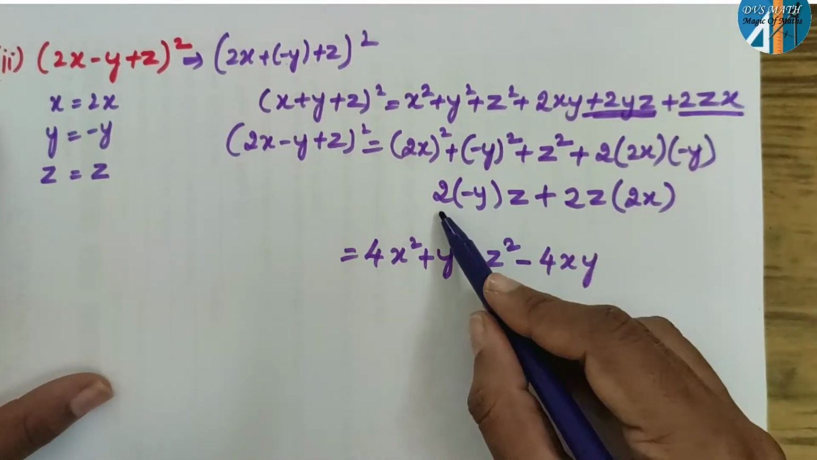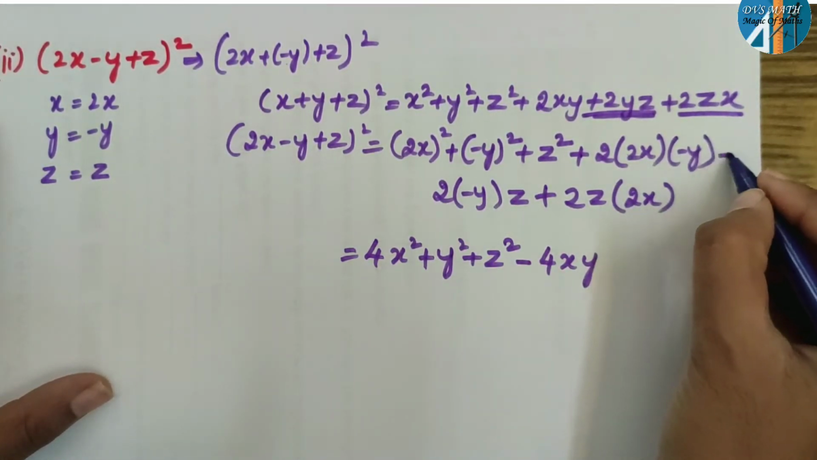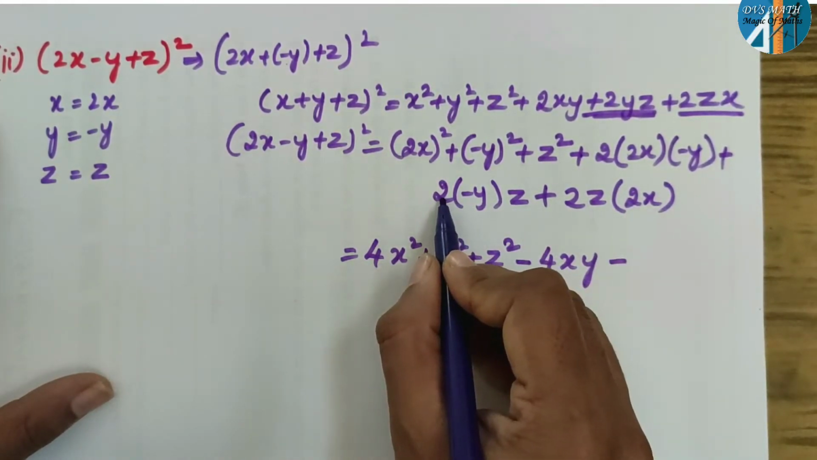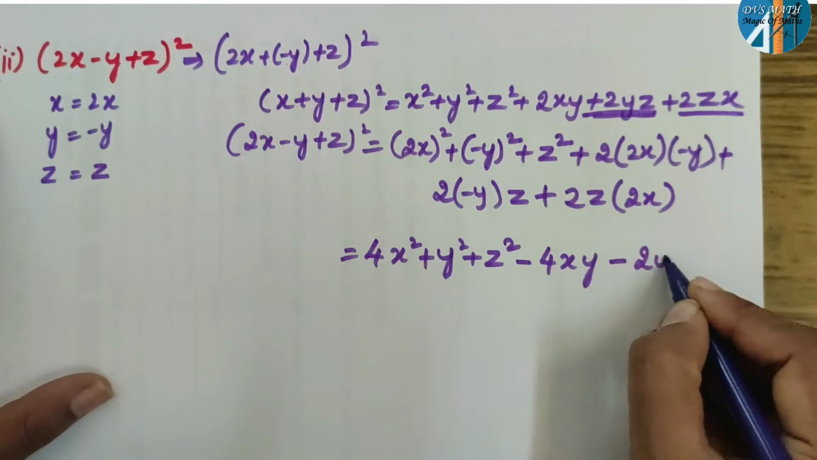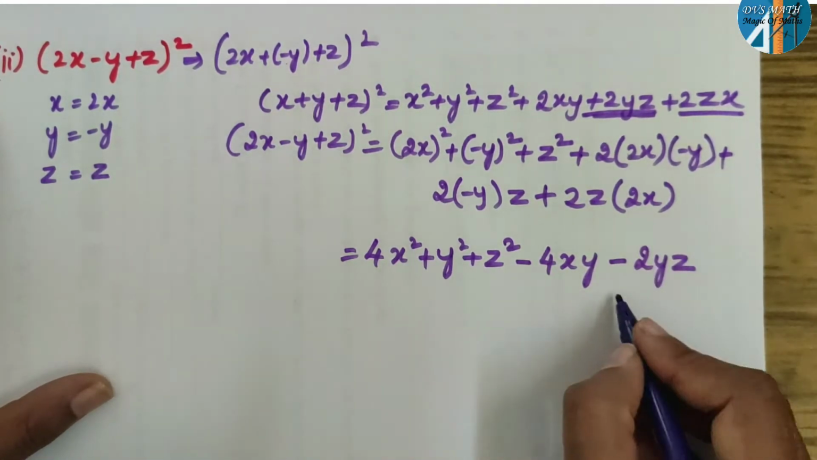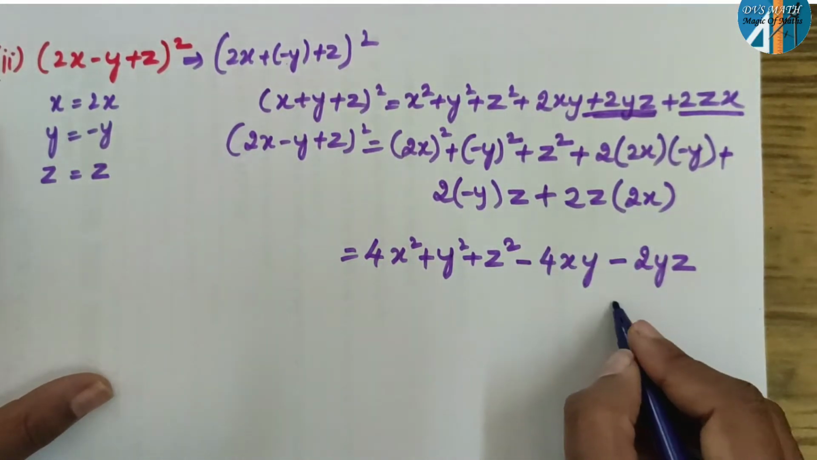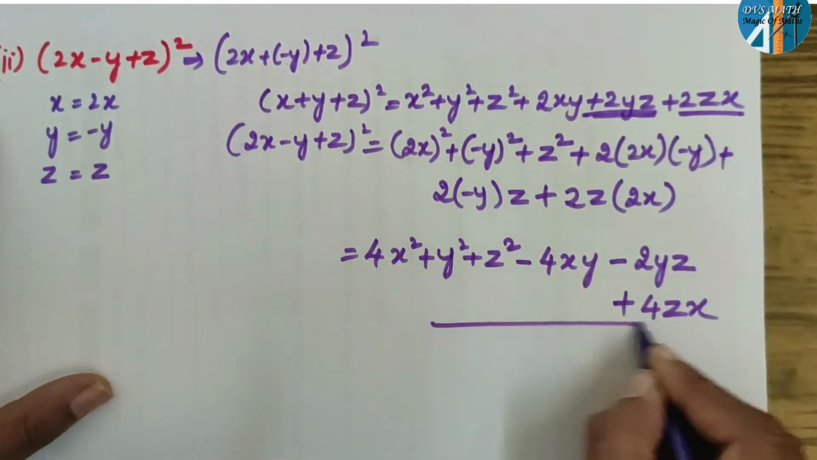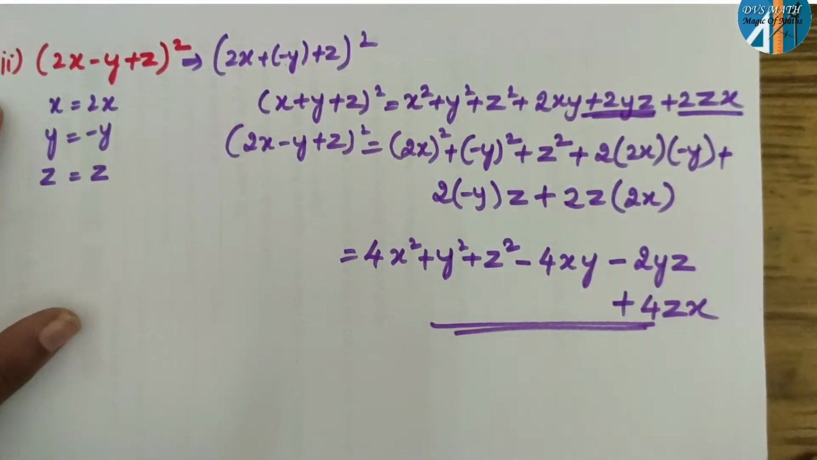Then again you have to multiply the sign. So here plus, right? So sign, plus into minus, minus. Multiply the numbers. Only you have 2. So 2yz. Again you have plus only, so finally you will get plus. 2 2s are 4zx. So this is the expansion form of the given question.